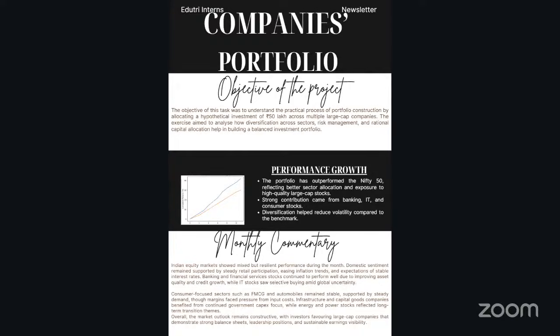When we talk about the objective of this presentation, the objective of this task was to practically understand how a diversified investment portfolio is created by allocating a hypothetical amount of rupees 50 lakh across multiple large cap companies. The focus was on selecting fundamentally strong and growing companies from different sectors to balance risk and return. To achieve this, we selected 20 well-established Indian companies across sectors such as banking, IT, FMCG, energy, etc. These companies were chosen based on their market leadership, growth potential, and financial stability.